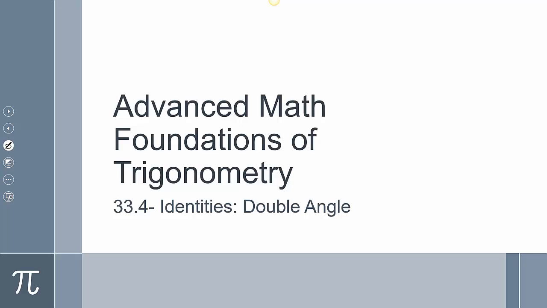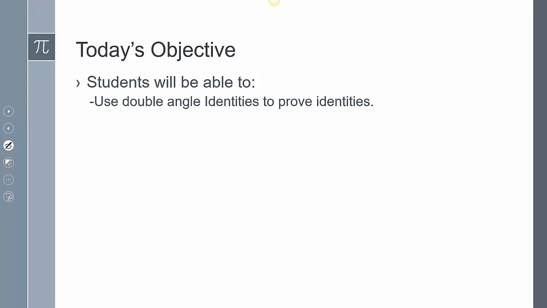Today is going to be 33-4. We're going to take a look at double angle identities. But we're going to use double angle identities today to prove various identities. So we're going to be focusing on the proving aspect instead of just being able to evaluate.